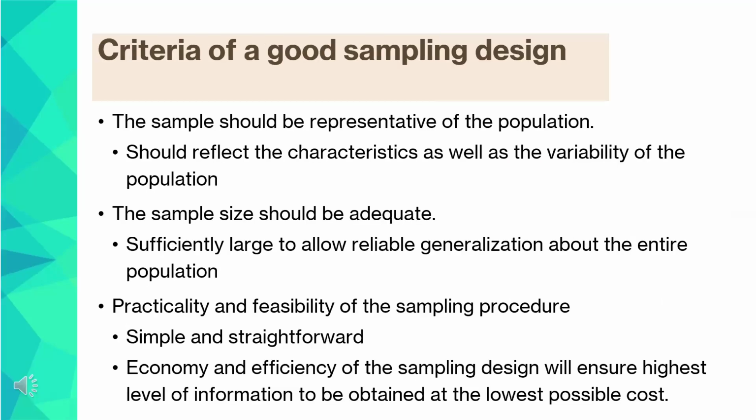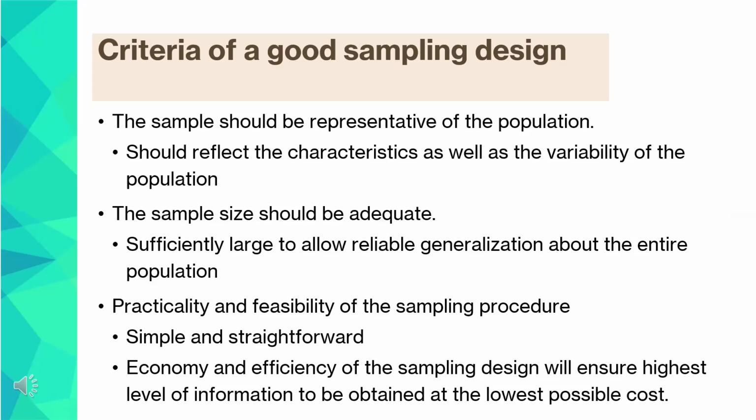The following are criteria of a good sampling design. The sample should be representative of the population we're interested to study, and it should reflect the characteristics as well as the variability of the population. Of course, needless to say, the sample size should be adequate. It should be sufficiently large so that it allows reliable generalization about the entire population.